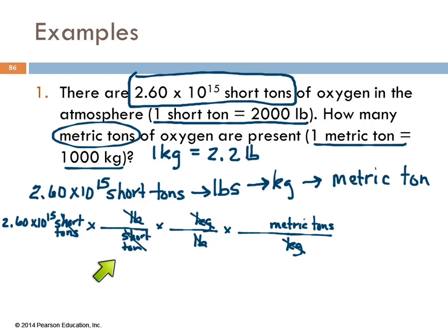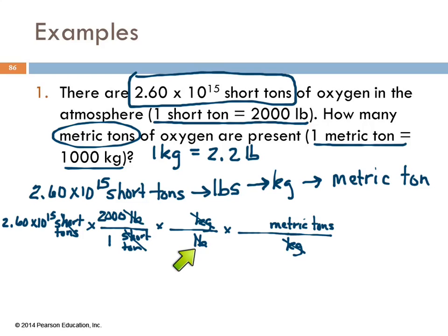So this first factor here, the relationship between pounds and short tons, that was given to us right here. 1 short ton equals 2,000 pounds. So 2,000 pounds goes on one side of the fraction line, 1 short ton goes on the other. The units have already told us where they want to be. Short ton is on the bottom, so we put the 1 with it. Pounds is on top, 2,000 pounds. The numerator has to be equal to the denominator. You can't exchange the numbers.